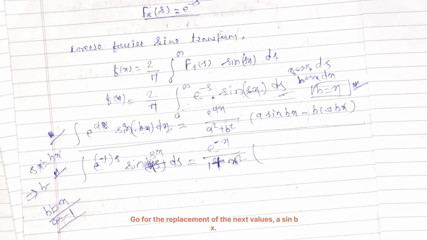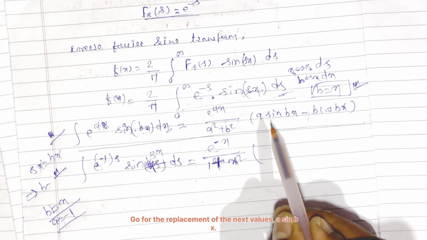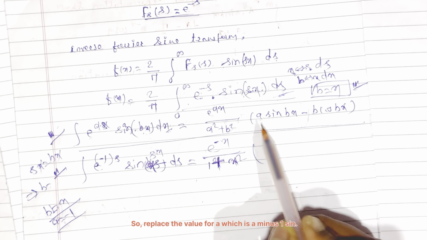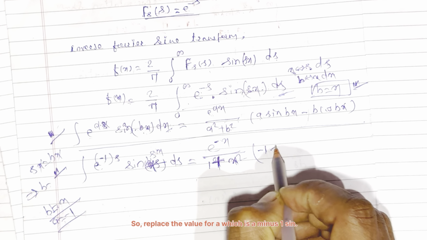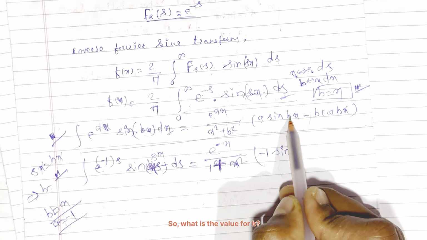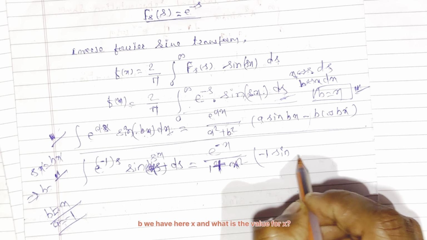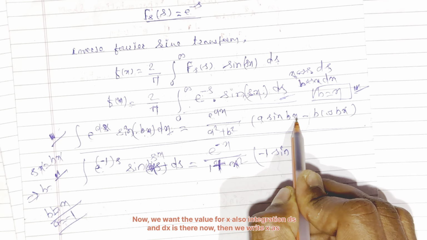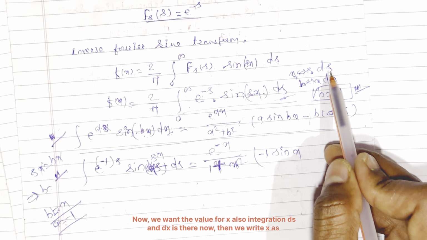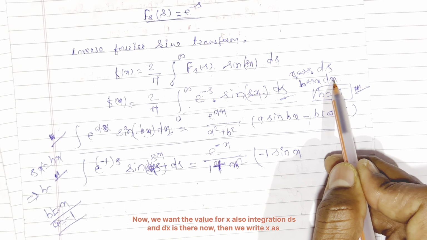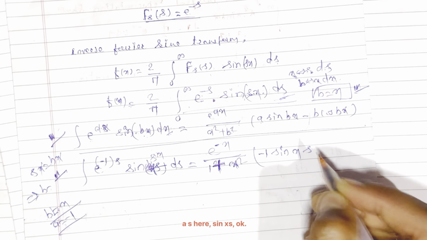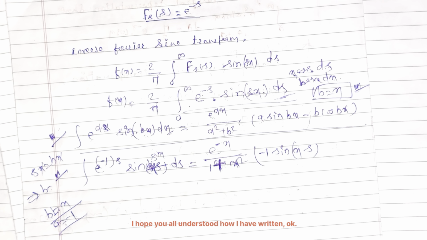Go for the replacement of the next values, a sin bx. Replace the value for a, which is minus 1. What is the value for b? b we have here x. And what is the value for x? Now we want the value for x also. Integration with ds and dx is there, so we write x as sin sx. I hope you all have understood how I have written.